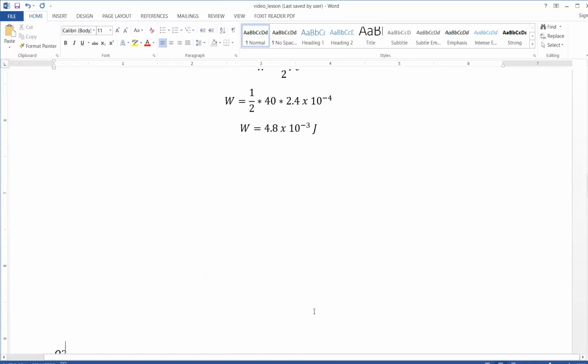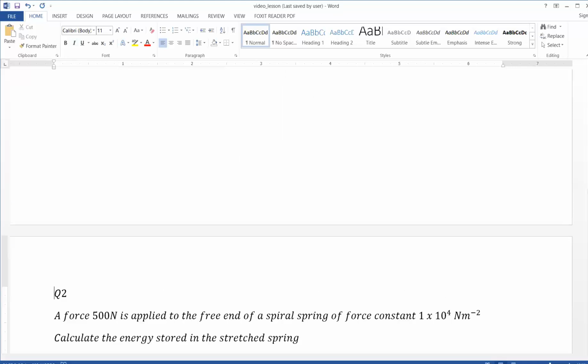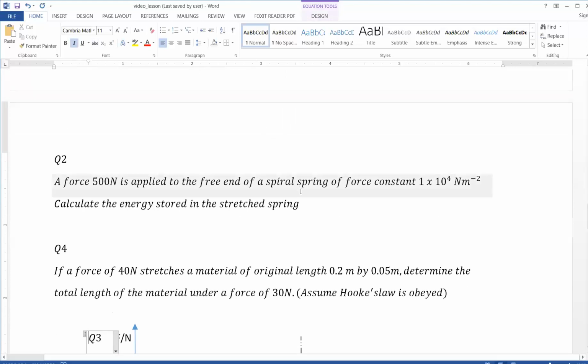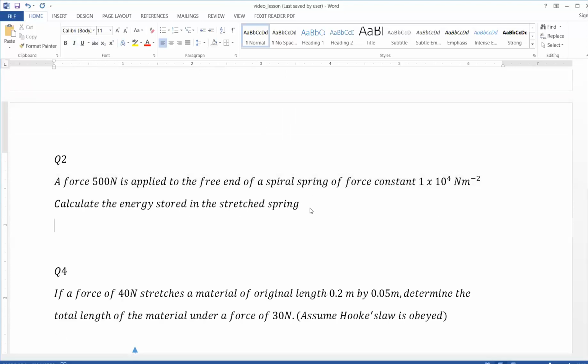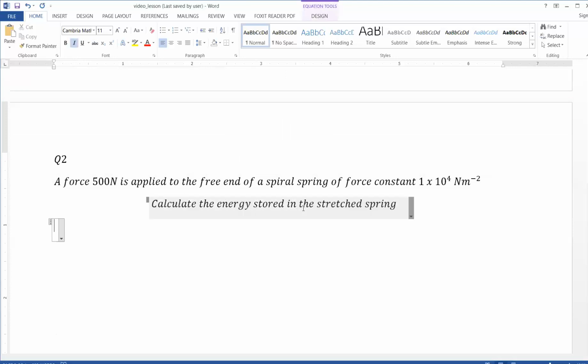Okay, let's look at the second question, question 2 in this series. Now, in this question 2, we are told that a force of 500 Newton is applied to the free end of a spiral spring of force constant, and calculate the energy stored in the material. So, solution.